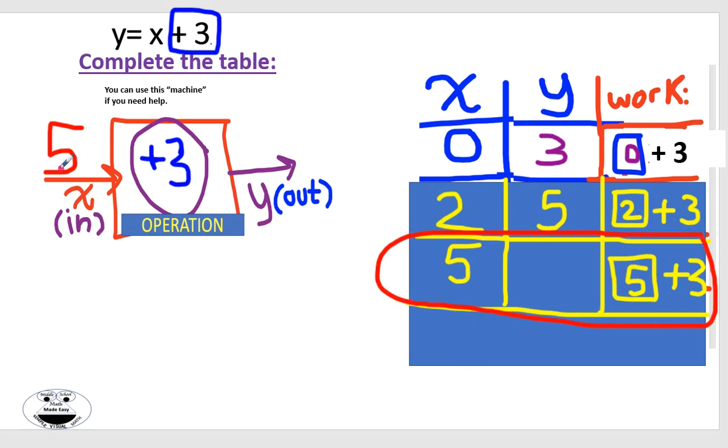So let's put this in the machine, 5, and then it says plus 3. 5, 6, 7, 8. That's 8. And now we write our answer here, 8. And we could also do it this way: 5 plus 3, you show your work, and that's 8. Or you can show your work here with the machine.